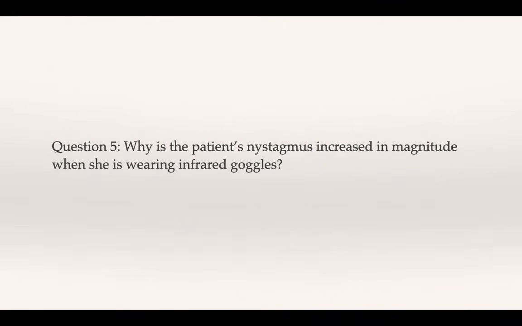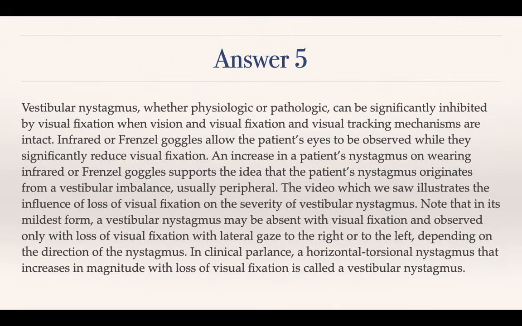Question number 5. Why is the patient's nystagmus increased in magnitude when she is wearing infrared goggles or when the fixation was removed? Why did the nystagmus increase? Vestibular nystagmus, whether it is physiological or pathological, can be significantly inhibited by visual fixation when vision and visual tracking mechanisms are intact. Two things here. The vestibular nystagmus, both pathological and physiological. Pathological as happens in this particular patient of vestibular neuritis, physiological as happens in the caloric test, chair rotation test, VOR suppression test, all these things we are doing.